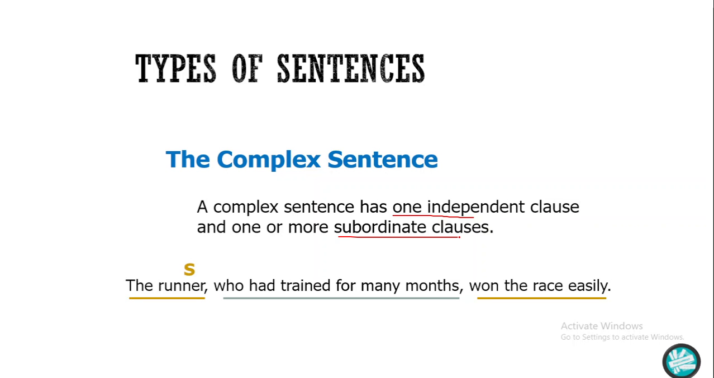Now in the main clause, the runner is the subject and won the race easily: won is the verb, the race is the direct object, and easily is the adverb. And in the subordinate clause, the relative pronoun who is the subject, had trained is the verb, and for many months is the adverb of time.